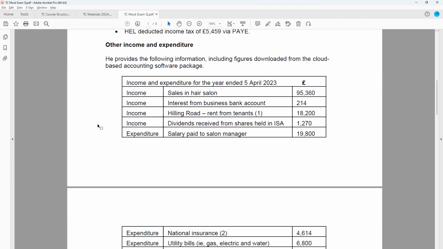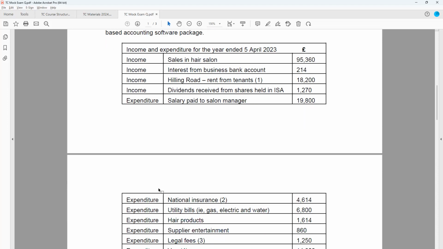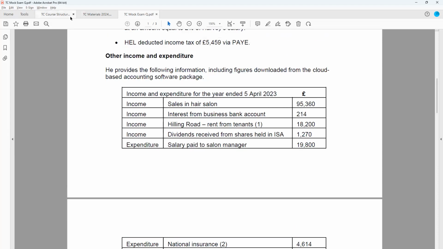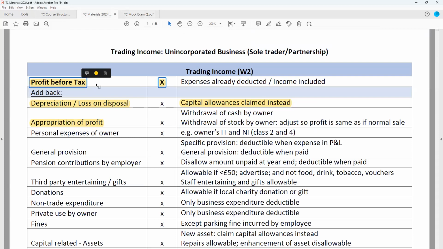So you can just practice a calculation of trading income. And you're doing it in the context you're examined. So you'll see the different ways examiners might structure the question. Sometimes you'll get the income and the expenses like this. Other times you'll be given the accounting profit and all the expenses have been deducted. So you need to add them back if they're disallowable.